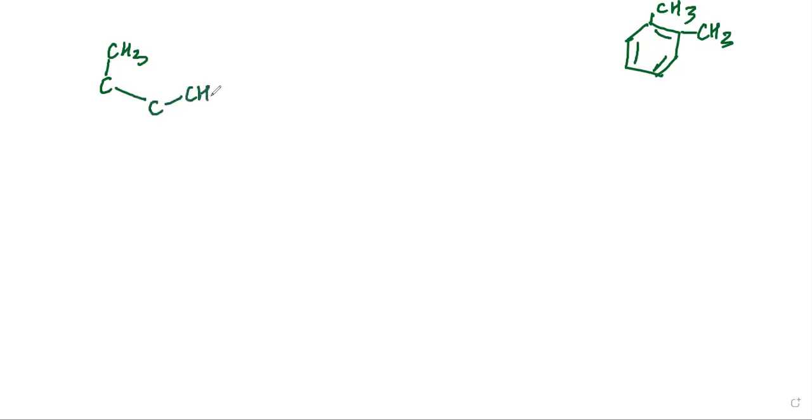Please remember that your ortho xylene is in this form. This is your ortho xylene. One CH3 is present here, and the next CH3 is present here. So let me show you, my dear students. Here we have a carbon bonded with CH3. Then we again have a carbon, which is also bonded with CH3.